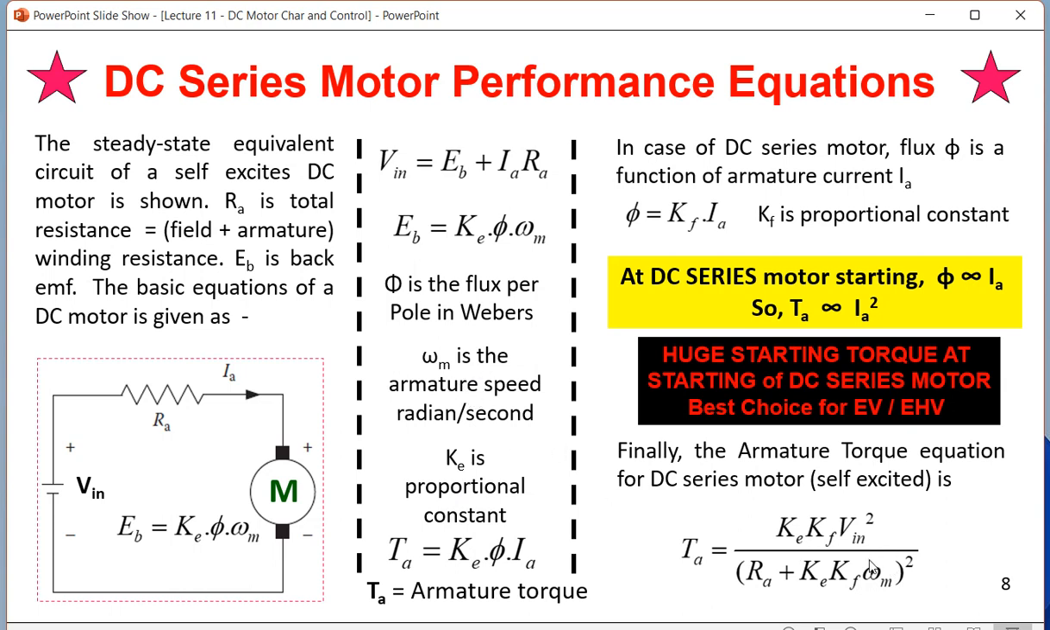So what are the variables mainly for armature torque? Motor is generally known for its torque. Every motor has a specification of torque, right? That is actually a function of input voltage, armature resistance, and how much is the motor speed. So you should just remember all these parameters. It might be of use.